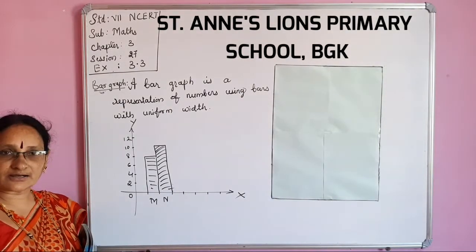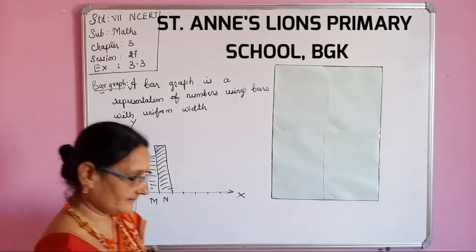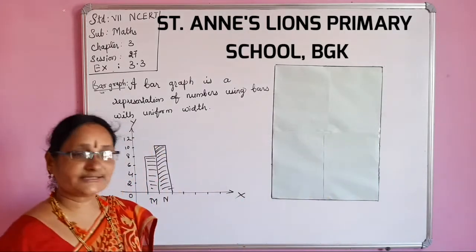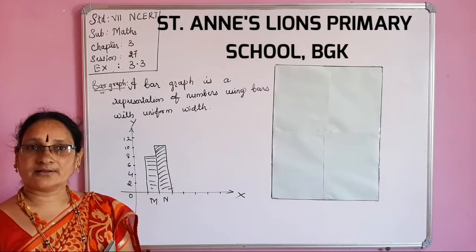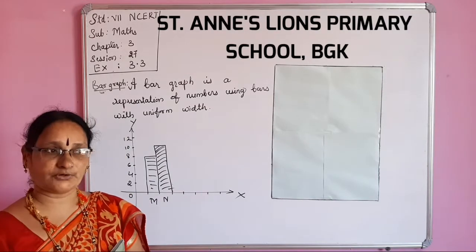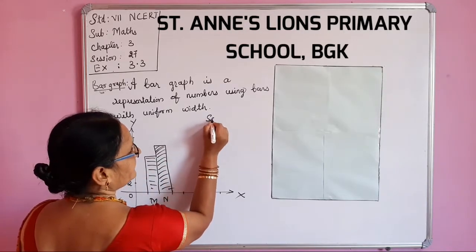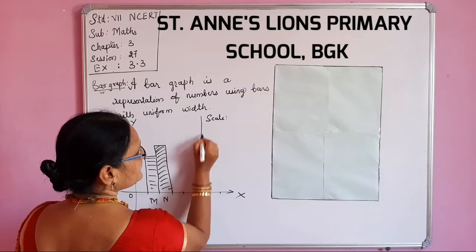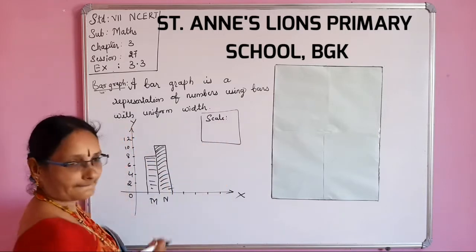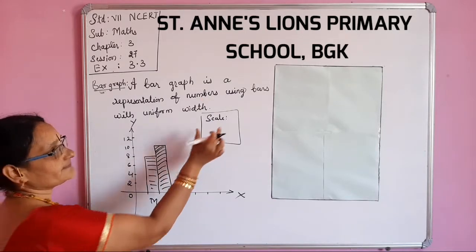Both we are learning now, one by one we will do it. You can understand that. And see, it's not only just drawing it. Choosing the scale is also important in the graph. Always we must write the scale. This is the space for the scale, on the right side of the graph.